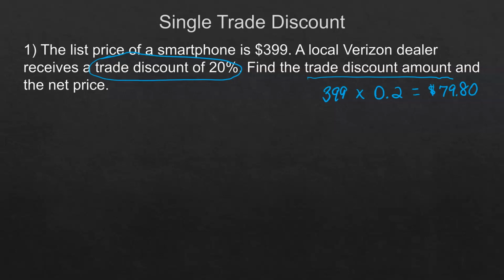And then if we're finding the net price, we would simply take the $399 and subtract the trade discount amount, and we end up with a net price of $319.20. So read your terminology carefully and just think about what it's asking.